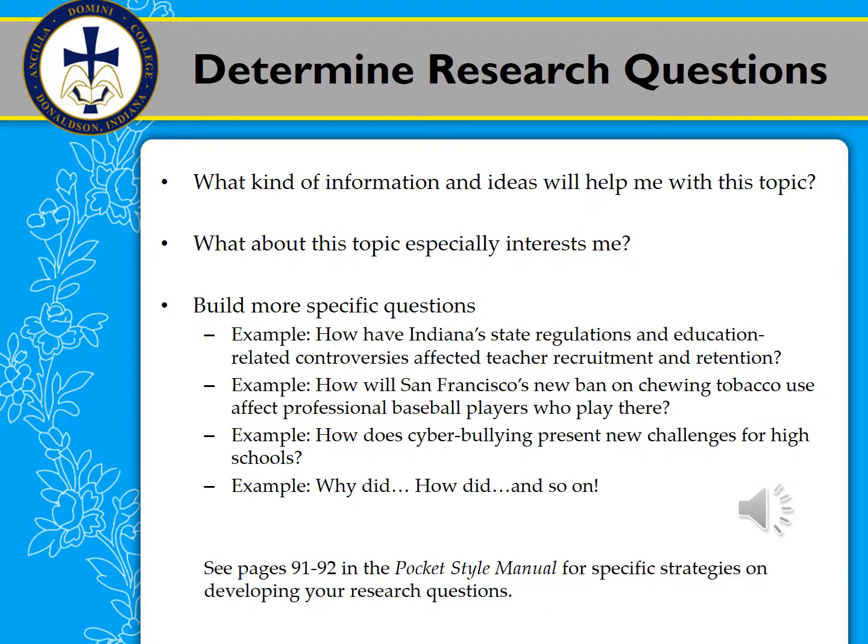One really great strategy that will help you during this early phase is to determine some research questions. And sometimes I call these working questions, because these are questions that are in progress. They're things that you're still kind of shaping in your head because you're trying to figure out what you're looking for. So here are some questions that will help you determine what you look for as you think about researching. Really, what kind of information and ideas will help me with this topic?